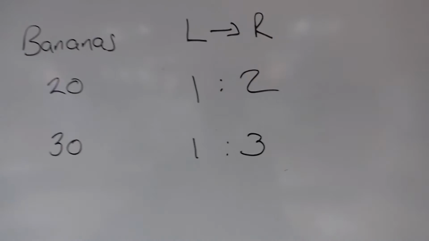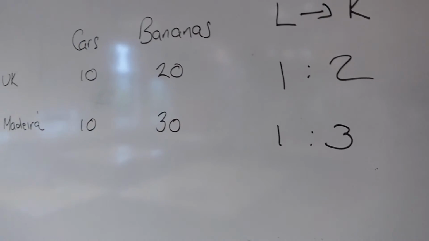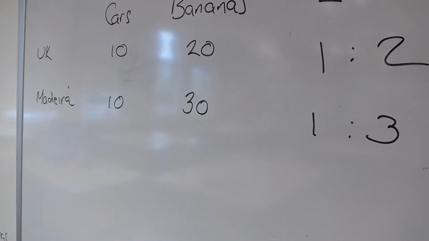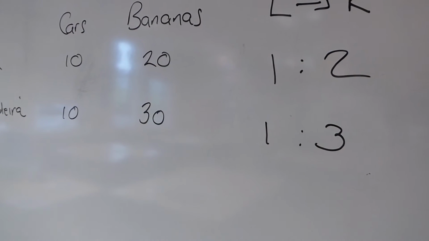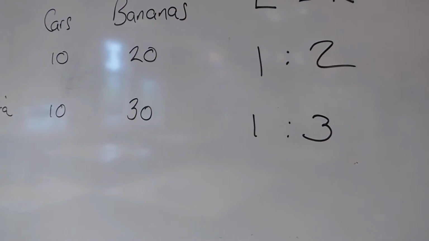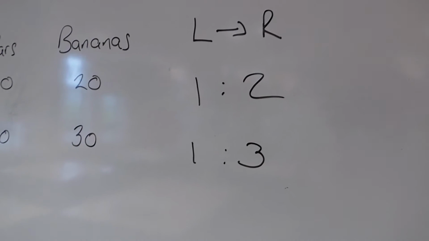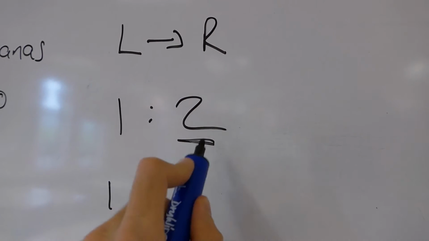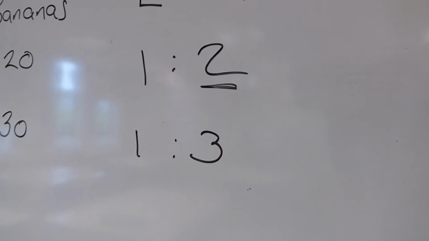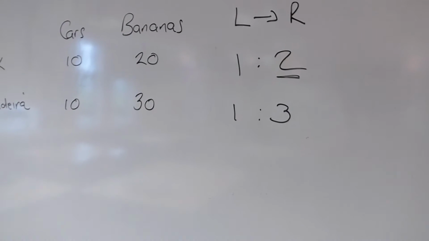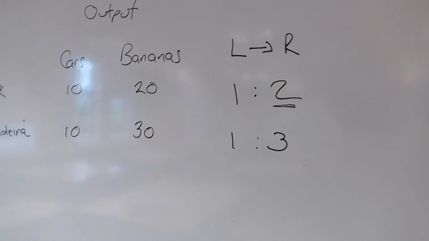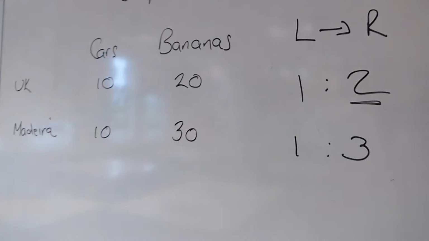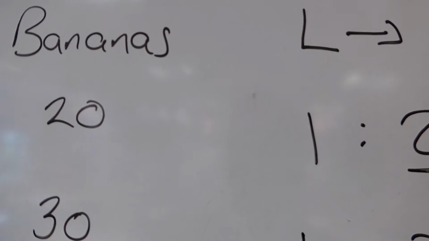So back across to this example, which country has the lowest possible opportunity cost? In other words, if either country wanted to produce one more car, which country would have to give up the least number of bananas? And it's quite clear that in this instance, the UK, because it only gives up 2 bananas rather than 3, the UK gives up the least number of bananas.